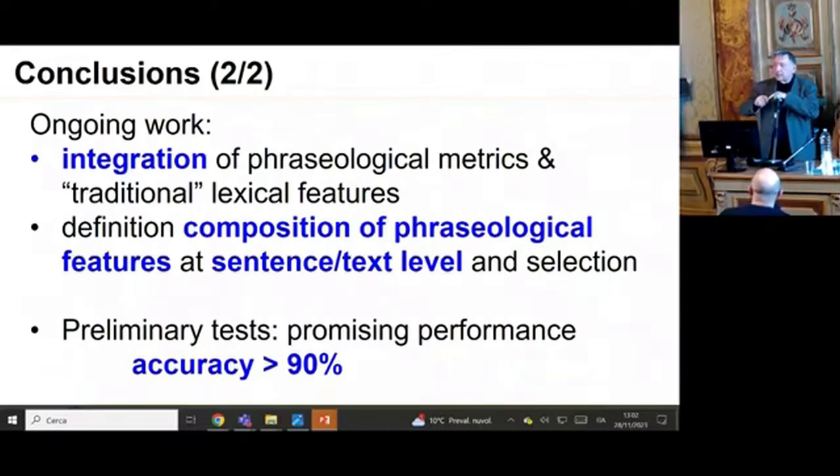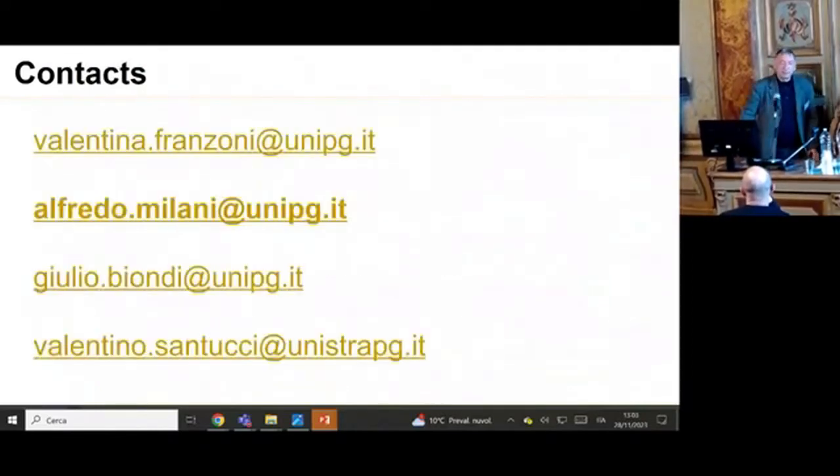But when you consider a whole text, there is the problem of how to compact the contribution of the single phraseological unit to the classification of the whole text, and technically also how to represent it by a single number or by a sort of distribution. Okay, a preliminary test obtained very good results, which are currently greater than 90% accuracy. Thank you.